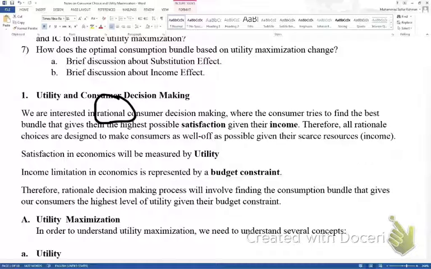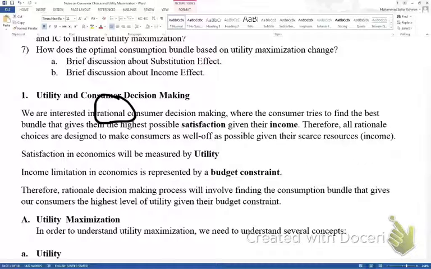So this rational decision making process therefore has two elements to it. One is this idea of satisfaction, and the other one is the idea of income limitation or resource constraint or scarcity, something that we know is very important to us. The satisfaction part of this decision making will be explained through this concept of utility, and the income limitation part of this decision making process will be explained through a discussion of budget constraint.